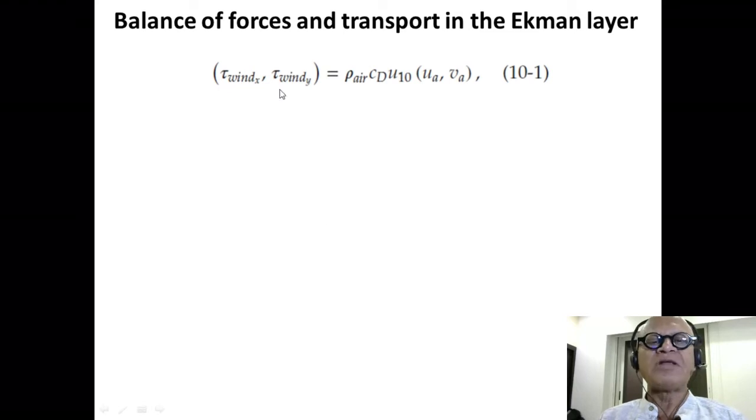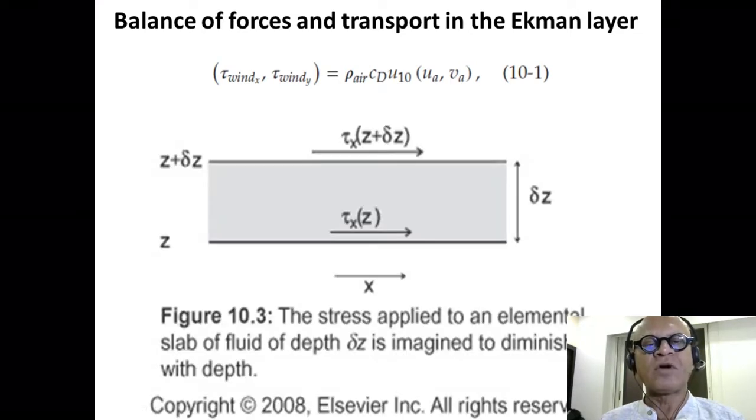The bulk formula for wind stress, tau wind x and tau wind y, are given by the density of the air, a kind of drag coefficient, and wind speed at 10 meters, which is for historical reasons of measurements from the ship deck. It's left at 10-meter winds, and wind speeds in the x and y directions. This is what is known as the bulk formula for wind stress.